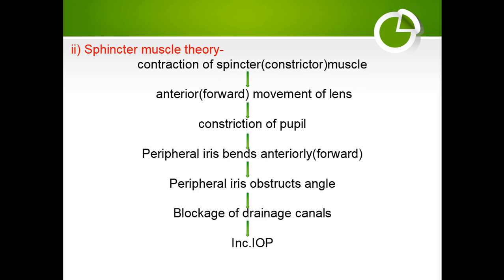Then the second theory is the sphincter muscle theory. Contraction of the sphincter or constrictor muscle leads to movement of the lens anteriorly, that is forward. This leads to constriction of the pupil, which further leads to the peripheral iris bending anteriorly, forward. So the peripheral iris obstructs the angle, which leads to blockage of drainage canals, which leads to increased intraocular pressure.